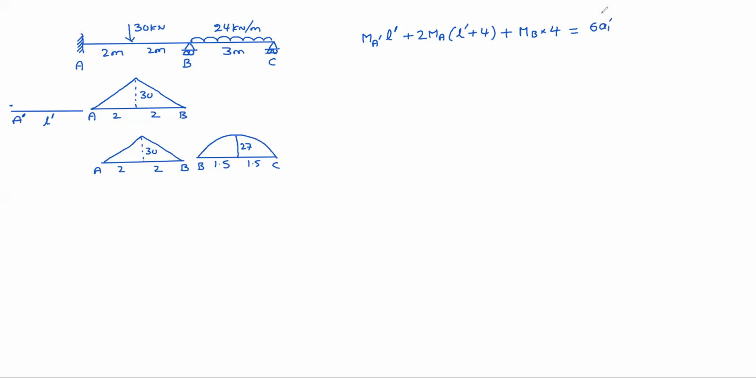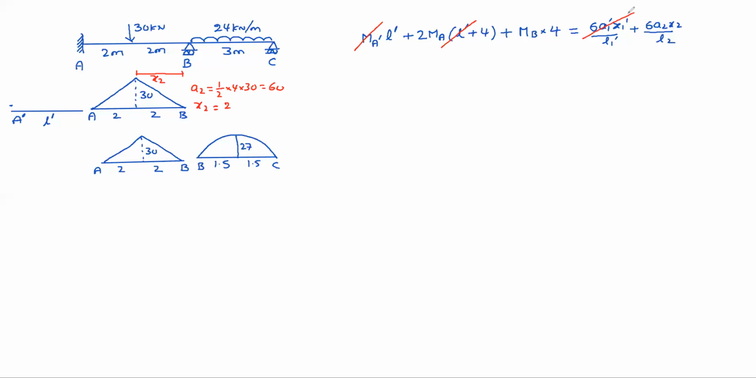equal to 6 A1 dash, meaning imaginary, x1 dash by L1 dash, plus 6 A2 x2 by L2. That means here A2 equal to half into 4 into 30 equal to 60, and x2 is this one, symmetric. So because of symmetry, x2 equal to 2. As it is imaginary, MA is 0, A dash is 0, MA dash is 0, L dash is 0, this also 0.